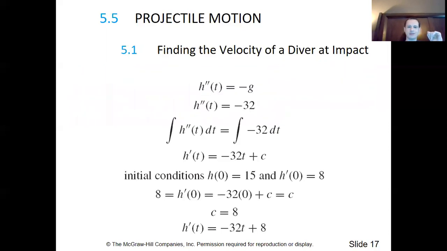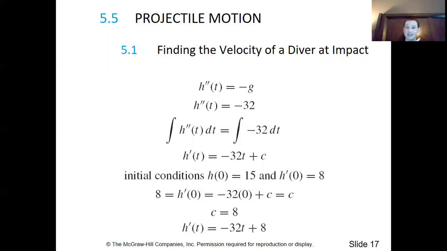So let's see what we can do with that. Well, we start with our assumption. The second derivative of position, so h double prime, or better known as acceleration, is negative g. The only thing acting on this diver is gravity. There's no air resistance, everything's simple, okay? So they jump off, and the only thing causing them to accelerate downwards is gravity.